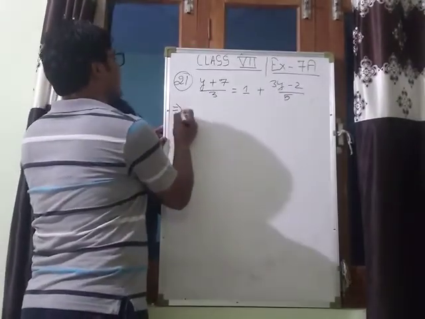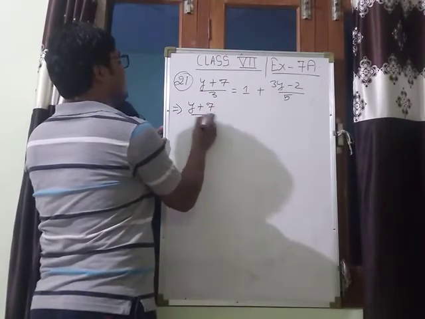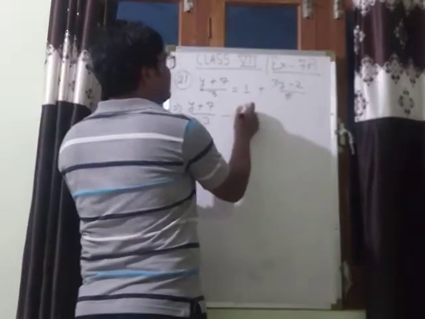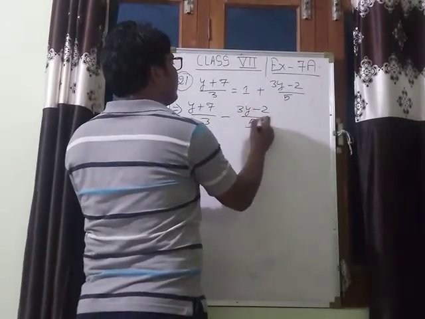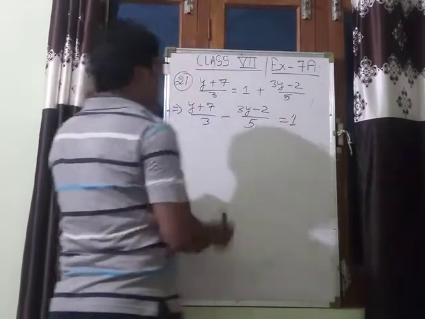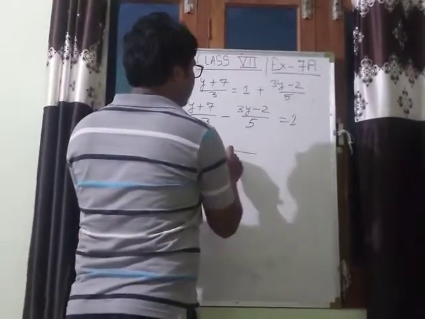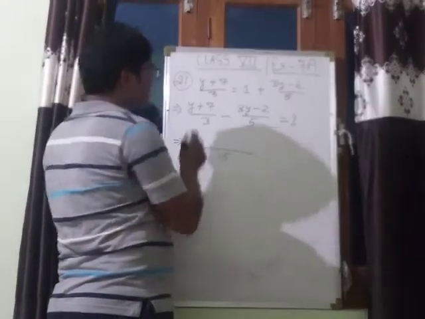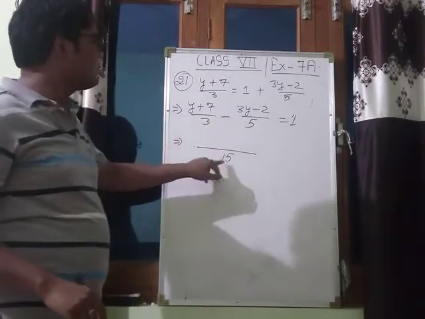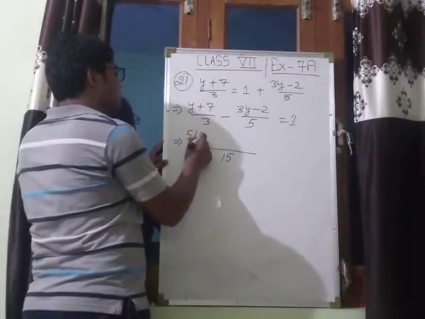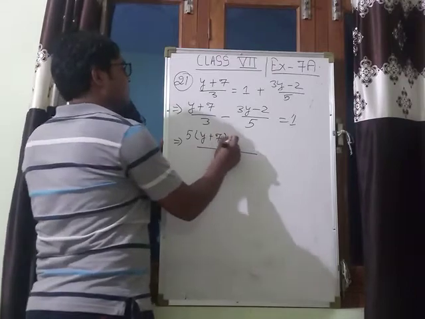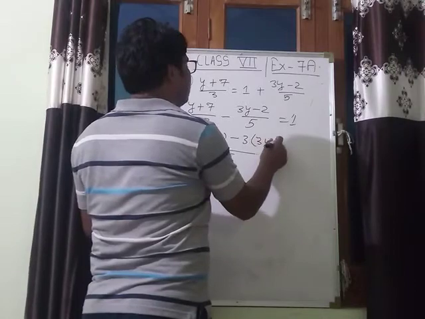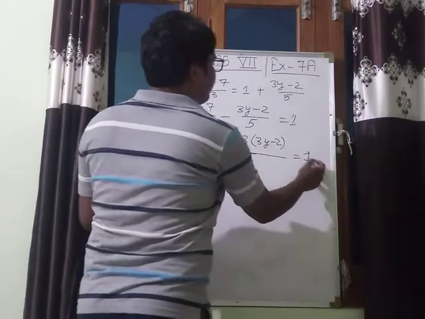What we have? We have (y + 7)/3, and here plus. When it transfers to the left side, that will be minus (3y - 2)/5, equal to 1. Okay. Now what is the LCM here? LCM of 3 and 5 is 15. Now 3 into 5 is 15, so 5 into its numerator, 5 into (y + 7). Minus, 5 into 3 is 15, so 3 into its numerator, 3 into (3y - 2), equal to 1.